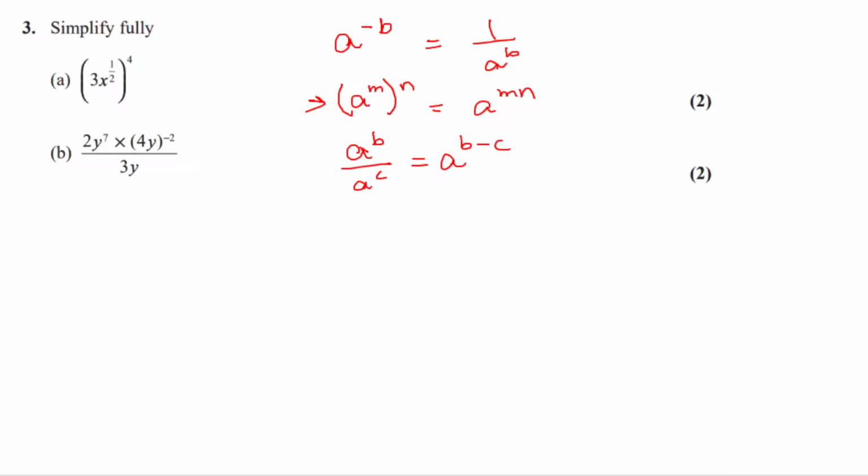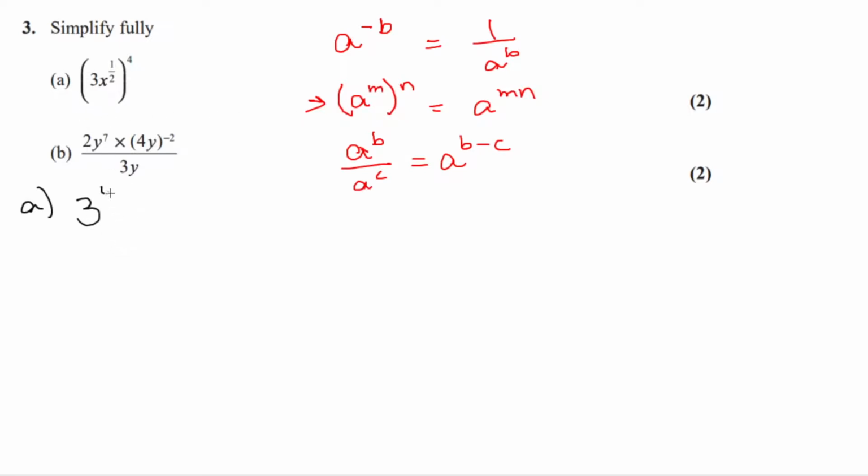We've got, because it's 3x raised to half, all of it raised to 4, we can write it down as 3 raised to 4 and x raised to half multiplied by 4. It sounds kind of confusing.